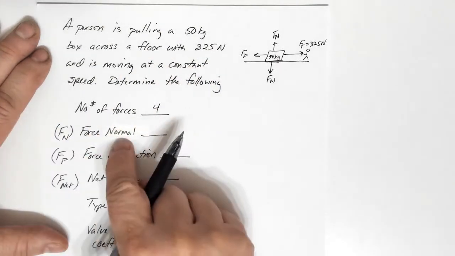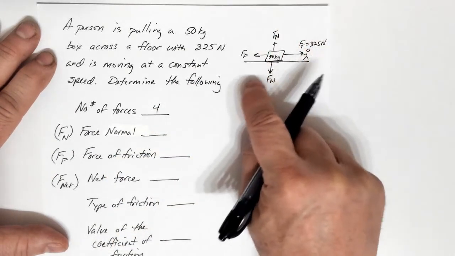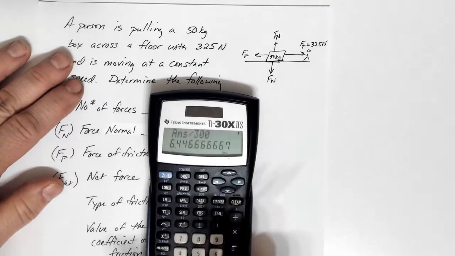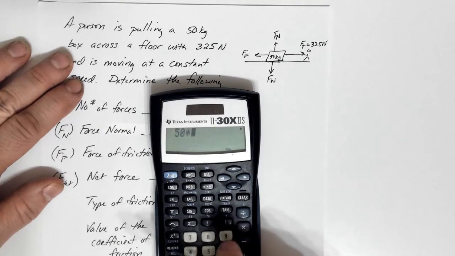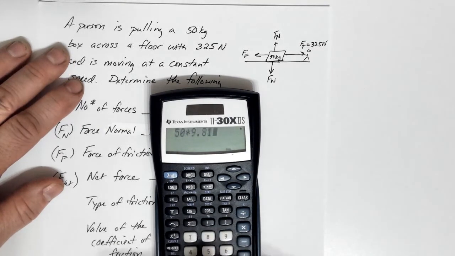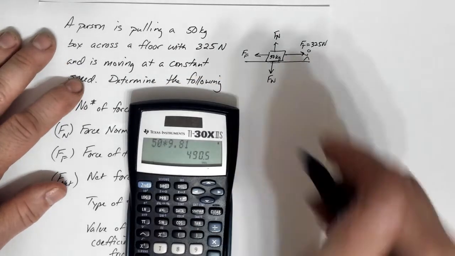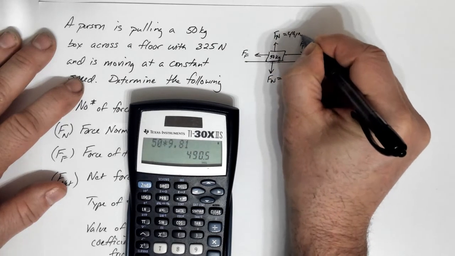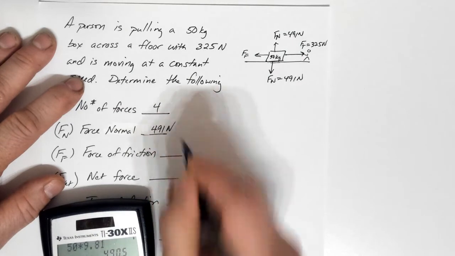They want to know the normal force. Well, I told you already that the force of weight and the force normal in all level situations are the same. So let's find our force of weight. Our force of weight is 50 times 9.81, and we get 490.5. I want 3 numbers, so we'll just say it's 491. Okay? And so we know that this is going to be 491 newtons.